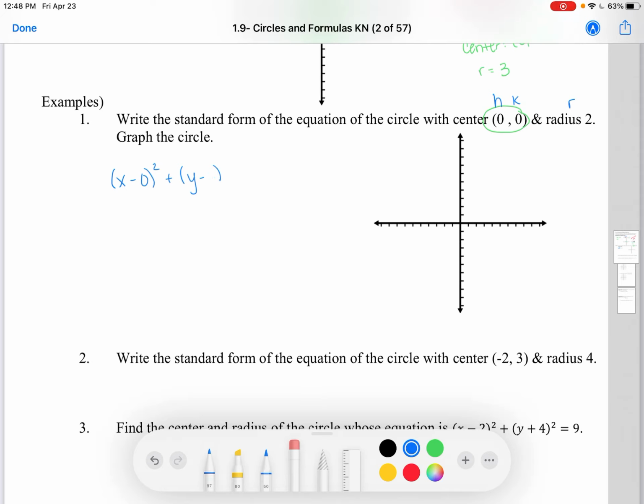We'll keep going with a few examples here. If you want to try question 2, pause the video and try this one on your own. It is only asking you for standard form. No need to graph this one.